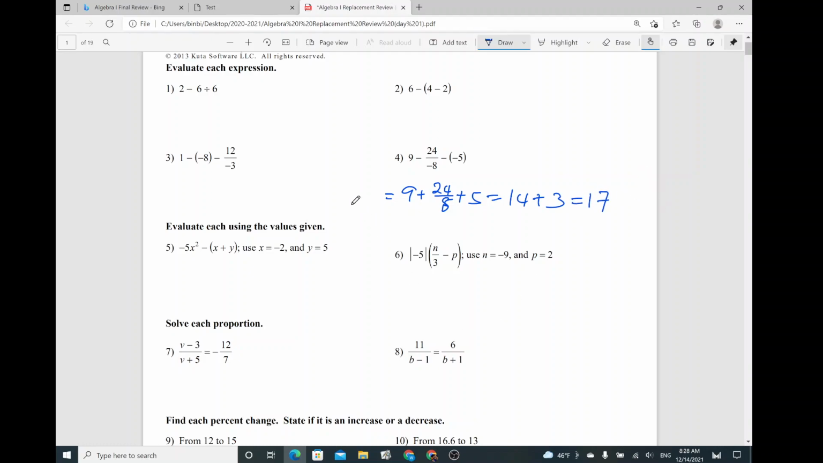Okay, so for this study packet, I just want to go over some of the complicated problems, in case you are going to be dealing with them on the final. So the absolute value of negative 5, for number 6 right here, times the quantity n over 3 minus p. Use the values n equals negative 9, p equals 2. Basically we want to plug in numbers for n and p. So n, which is negative 9, divided by 3, and then p, which is 2, minus 2. Start with the parentheses: negative 9 over 3 is negative 3, minus 2 is negative 5. And the absolute value of negative 5 is 5. 5 times negative 5 is negative 25.